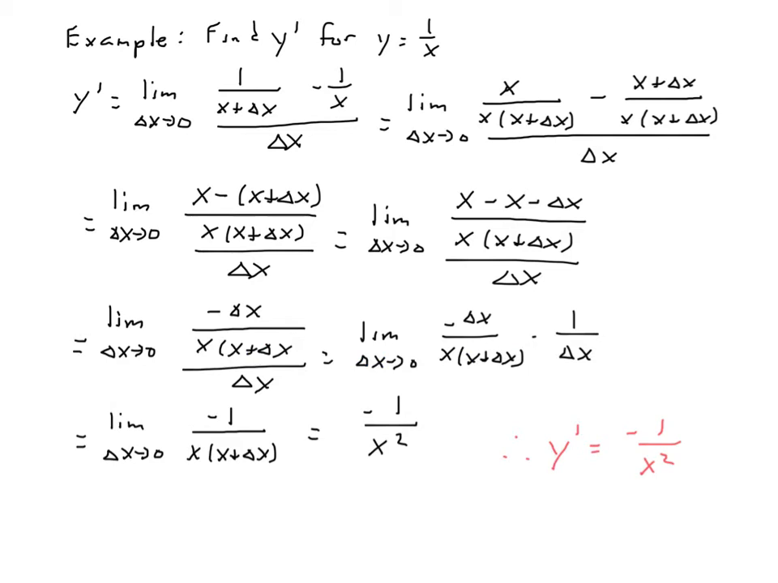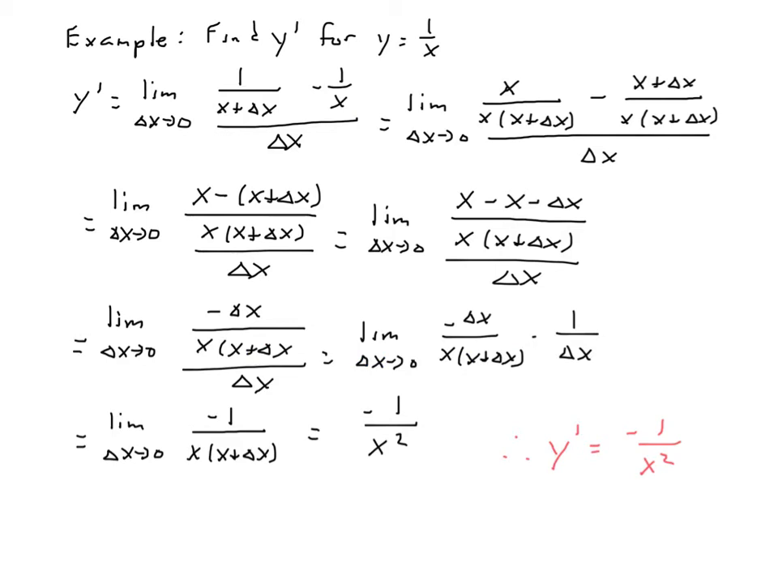We know that y prime is going to equal the limit as delta x approaches 0 of f of x plus delta x minus f of x over delta x. So in this particular problem, y prime will equal the limit as delta x approaches 0 of 1 over x plus delta x minus 1 over x, all over delta x. Remember, f of x plus delta x: you replace the x with x plus delta x, so I get 1 over x plus delta x.